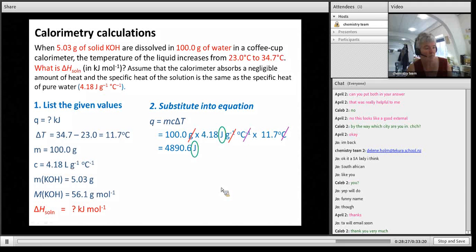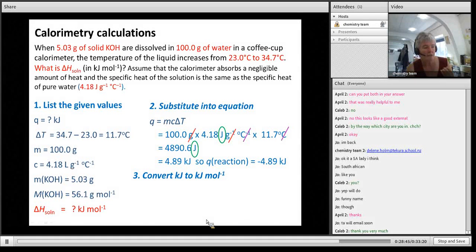Okay. Now, notice I have a positive value from the calorimeter. So actually the reaction was exothermic. And I think it's clear that the reaction is exothermic because it's gone up in value. Okay, the temperature has gone up.